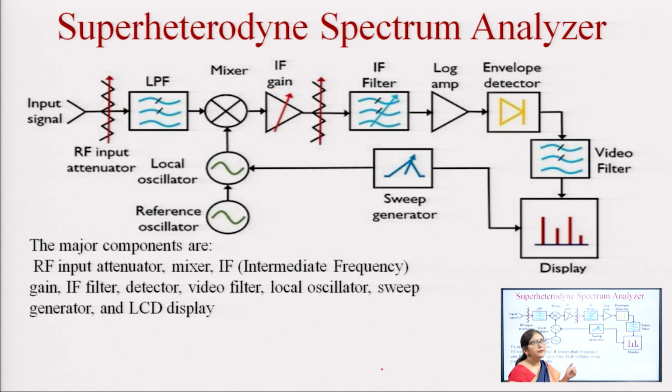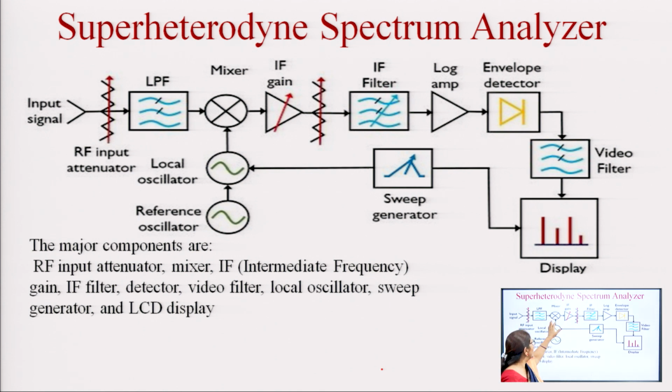Then it is passed through the low pass filter. The low pass filter is a filter circuit which passes the signal; it has a cutoff frequency that is desired for that particular input signal. So, it passes the signal to the mixer circuit. What is the function of the mixer circuit? The mixer circuit's function is to add and subtract the signals.